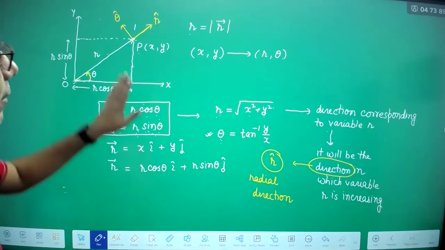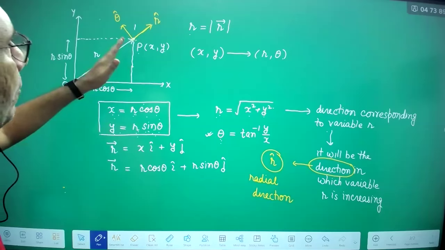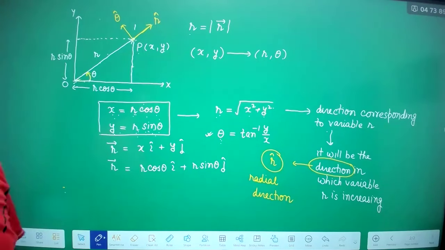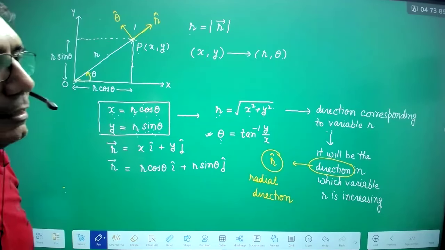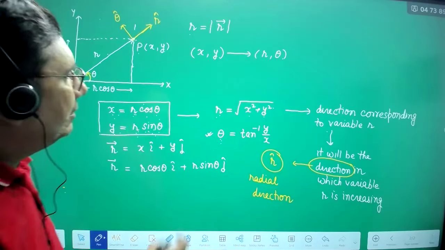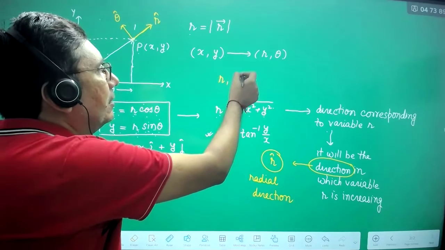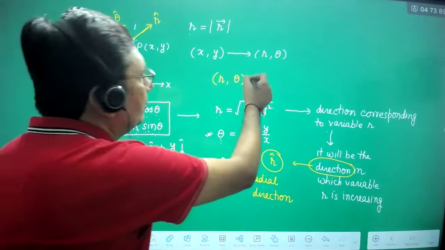Now you have created a new orthogonal system made up of r cap and theta cap. This coordinate system made by r cap and theta cap is called polar coordinates. That is called the polar coordinate system. So basically the system that works in terms of r and theta is called the polar coordinate system.